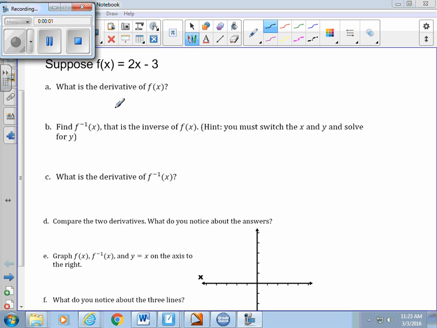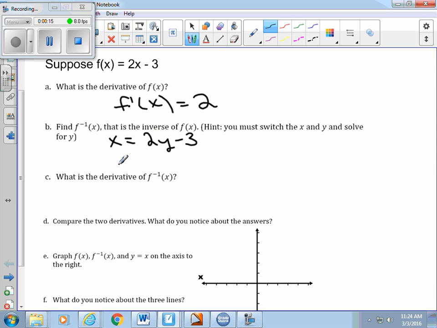What is the derivative of f? 2. Good. Find f inverse. x equals 2y minus 3, which will equal y equals x over 2 plus 3.